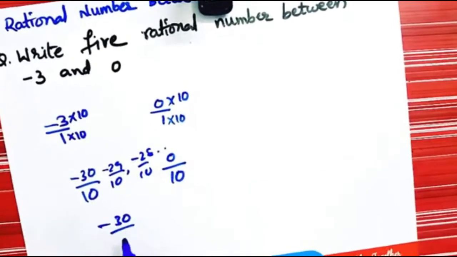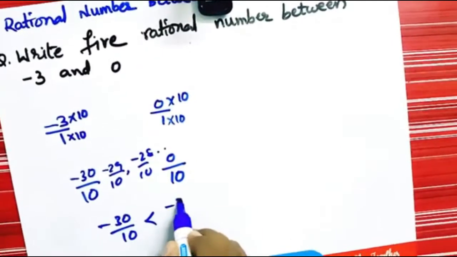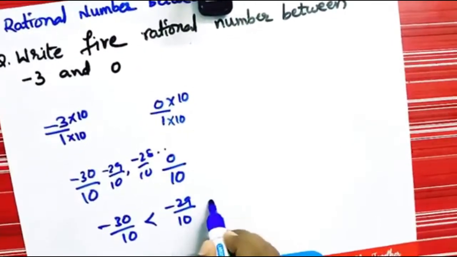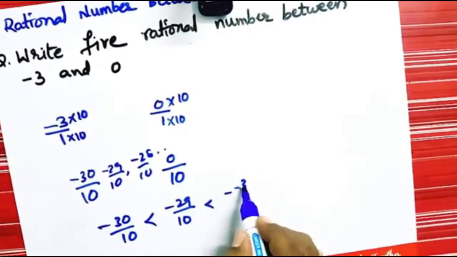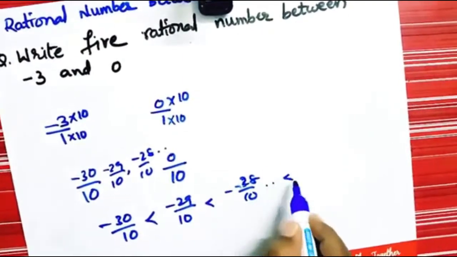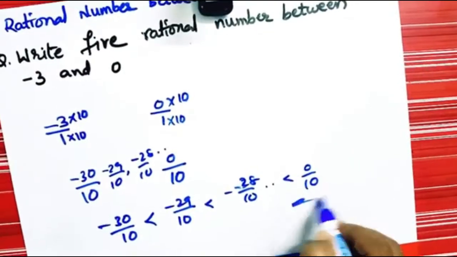Then you will get minus 30 by 10, less than minus 29 by 10, less than minus 28 by 10, and so on, less than 0 by 10. This is the answer.